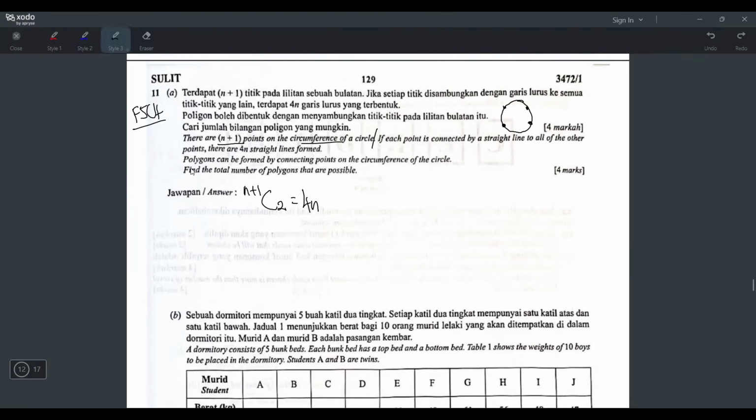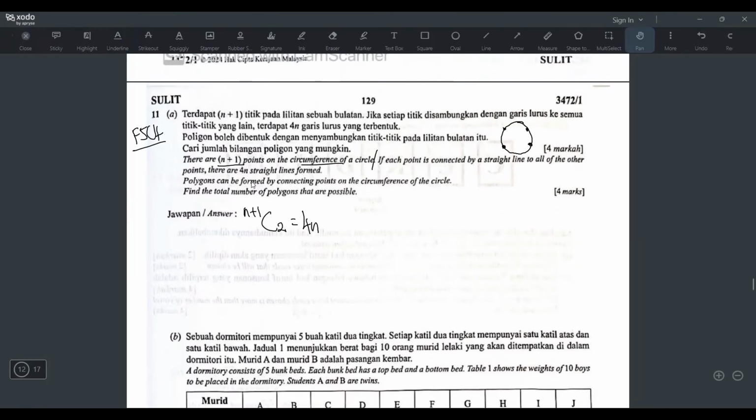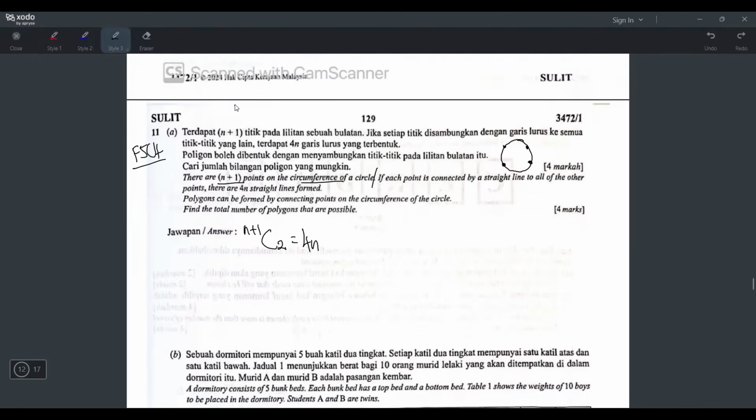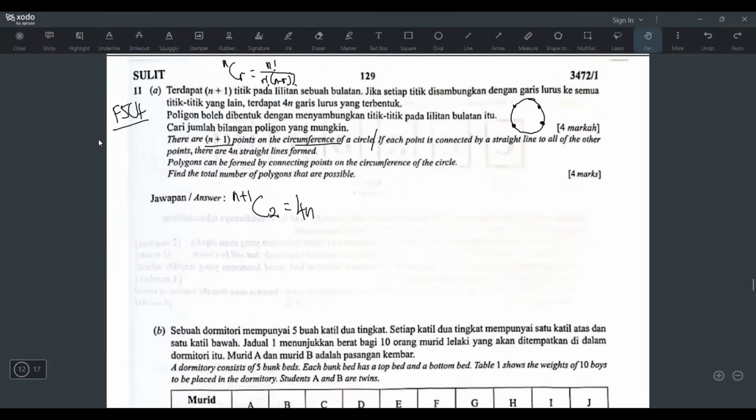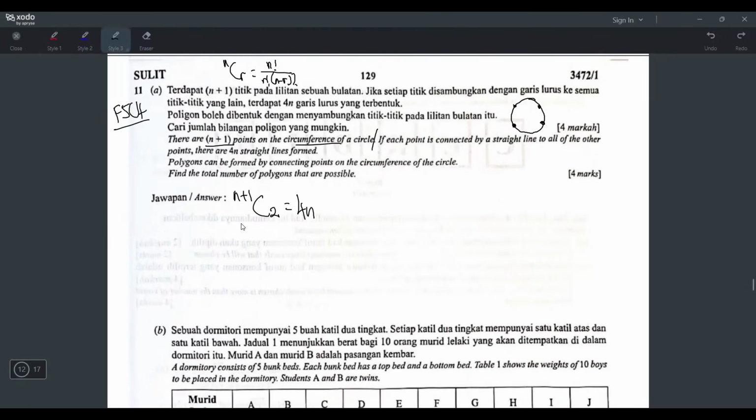Okay, but sir, what about this? Polygon can be formed from the circumference. Okay, that one later. That one later first. Because now you must focus on this and use the NCR formula. So the NCR formula is n factorial over r factorial n minus r factorial. And you can use this formula here. And I'm not sure whether you can get anything from that, but let's hope that we can find the n.